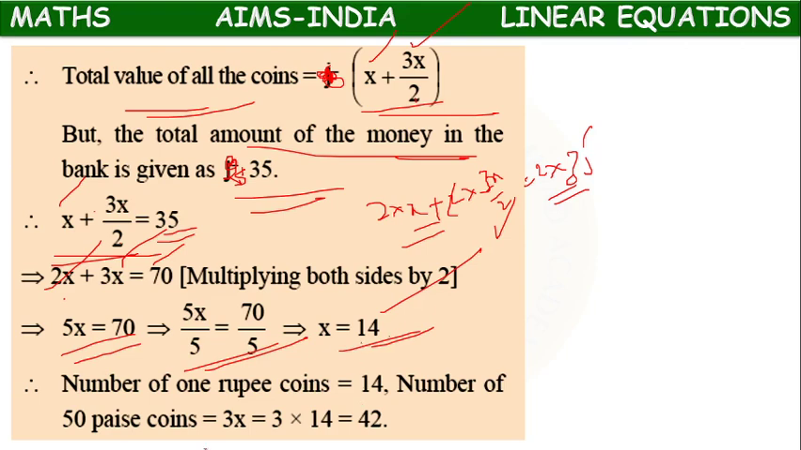So x equals 14 means, what is x? Number of 1 rupee coins, 14. Number of 50 paise coins, how much? Thrice of x, 3x. Means 3 into 14, so 42. We can have 42.